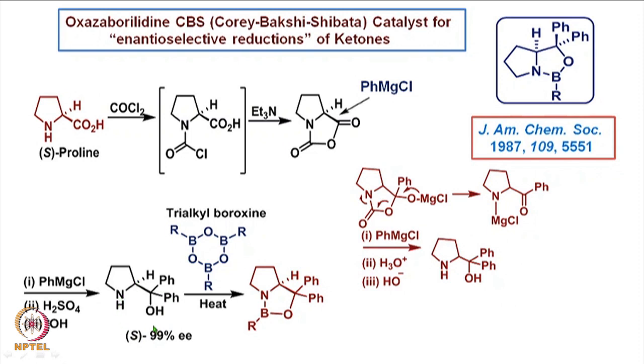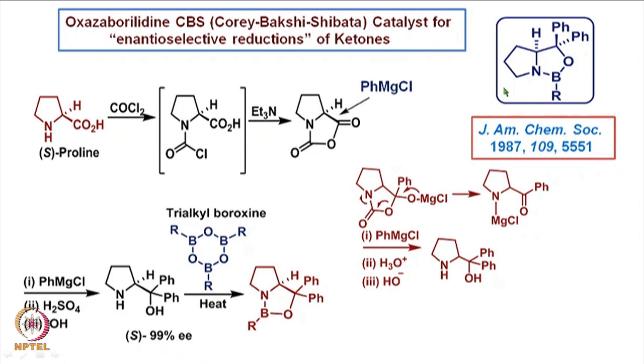Now, this amino alcohol then reacts with trialkyl boroxine, and there is a formation of a bond between nitrogen, boron and oxygen. That means this particular part of the trialkyl boroxine gets inserted between nitrogen and the oxygen to liberate the Corey-Bakshi-Shibata catalyst. Now, as you can see, we have not lost any asymmetric center, or done any epimerization. Therefore, the enantiomer purity remains close to 99%.